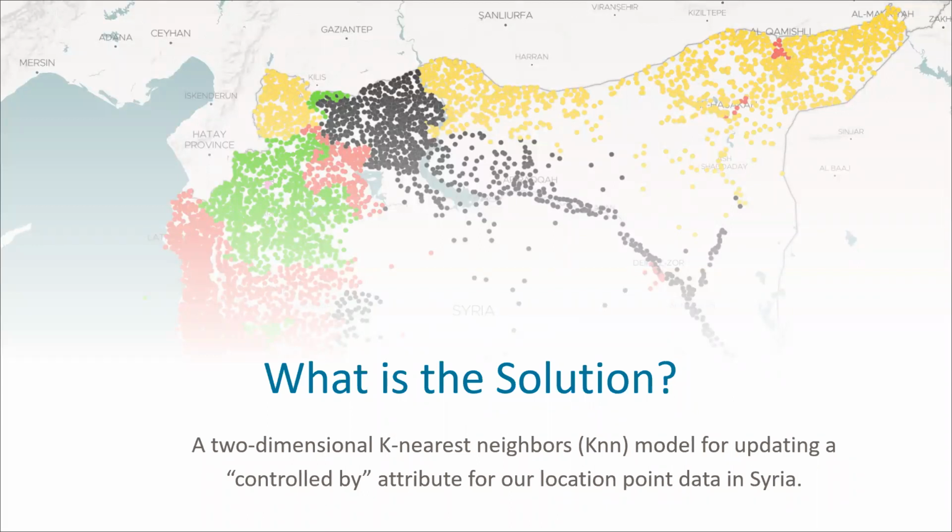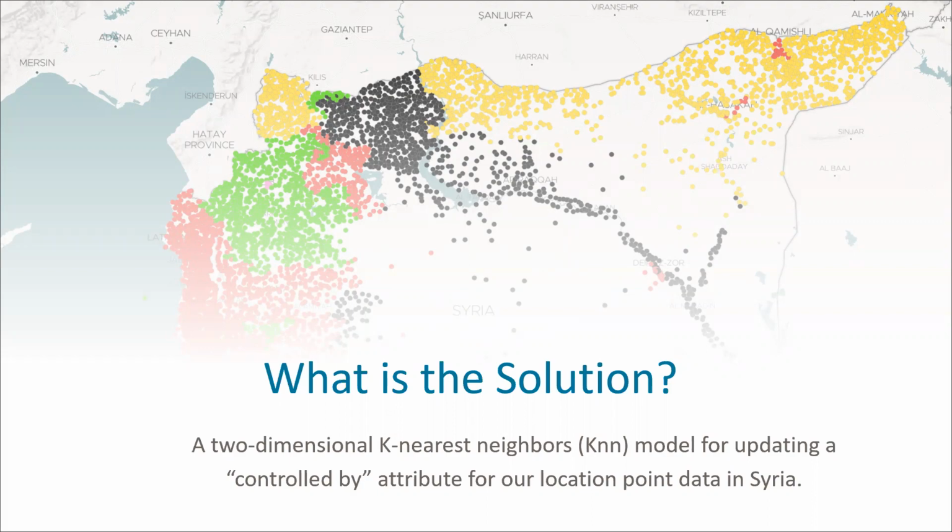So what we decided to do to simplify the task was to implement potentially the most simple AI model out there, but thankfully it's also one of the easiest to visualize because it's only a 2-dimensional K nearest neighbors classification model that we use to update our controlled by attribute for all of the new locations. You can see that this is kind of what those maps look like for each month. The map that you see here on the screen is from May of 2016. And you can see that yellow is the Kurdish forces, black are Islamic State, red government, and green is opposition. And these locations are what we were using to determine what the new locations would be.